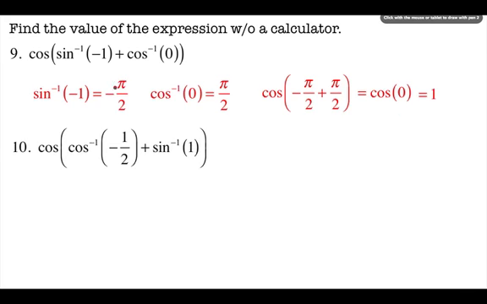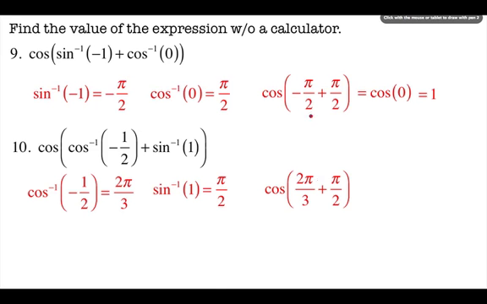Number 10, very similar to number 9. Again, give me the angle for cosine that gives you -1/2, which is 2 pi over 3. Same thing for this one, which is pi over 2. And then I go over here, and instead of writing the inverse trig functions, I'm going to write 2 pi over 3 and pi over 2.